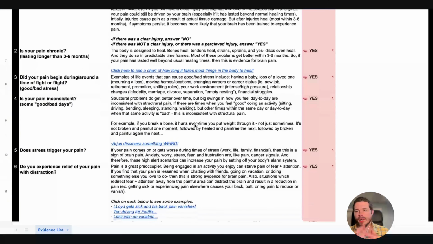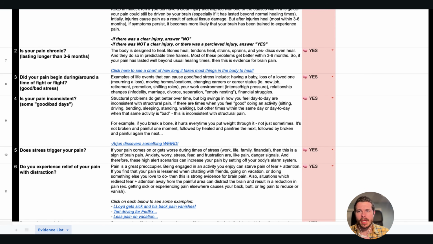Is your pain chronic, lasting longer than 3 to 6 months? The body is designed to heal. You damage a bone, you break a bone, better in 6 to 8 weeks, maybe 12 weeks max. Most disc problems reabsorbed within, say, 6 months. Sometimes maybe a bit longer. But either way, most things in the body are designed to heal within a 6-month time frame.